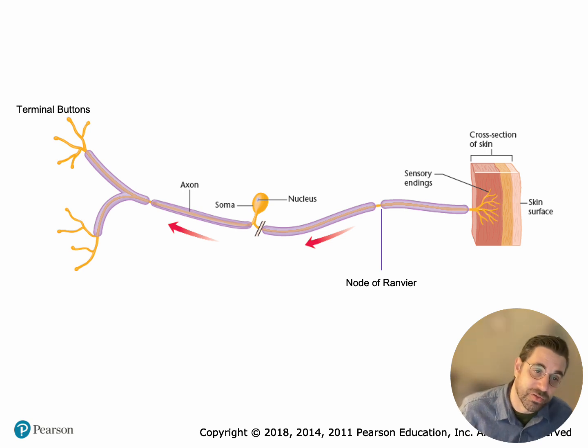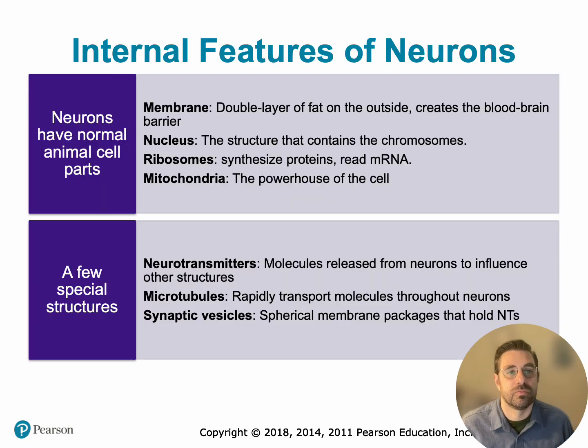So we're going to send the signal for a little bit, and then it's going to be processed here in the nucleus. So not all neurons look the same. We'll come back to this. So those are the external features of the neuron, what you can see. Now what's going on inside that neuron?